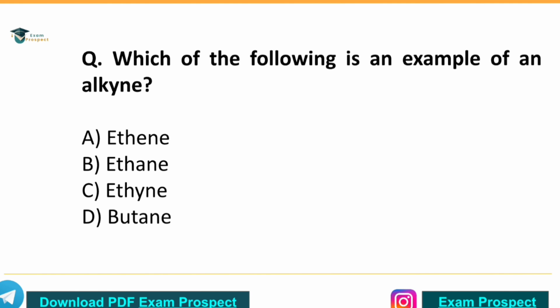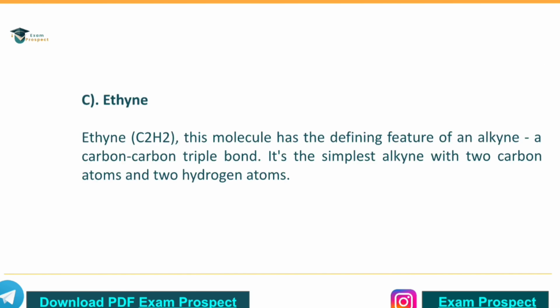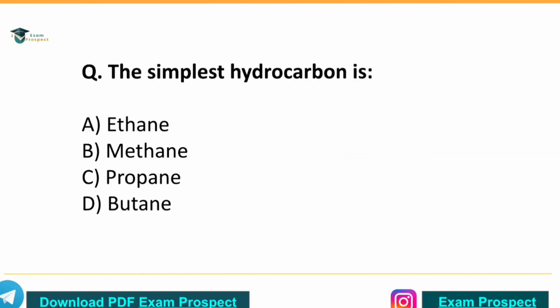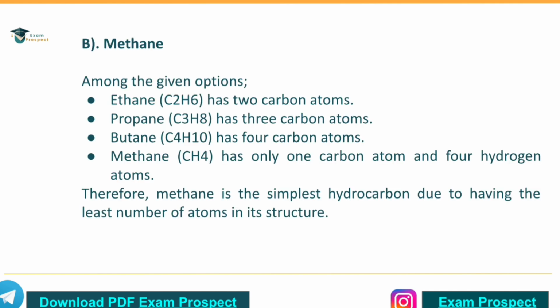Next question, which of the following is an example of an alkane? Correct answer is option C, ethyne. Next question, the simplest hydrocarbon is? Correct answer is option B, methane.